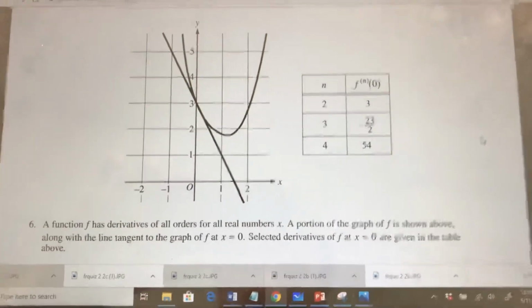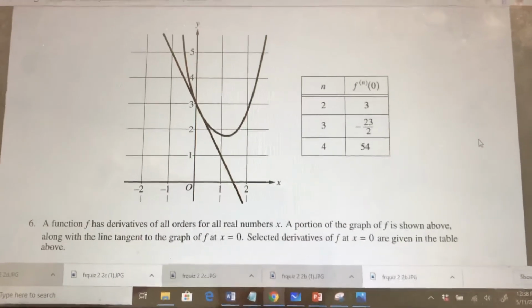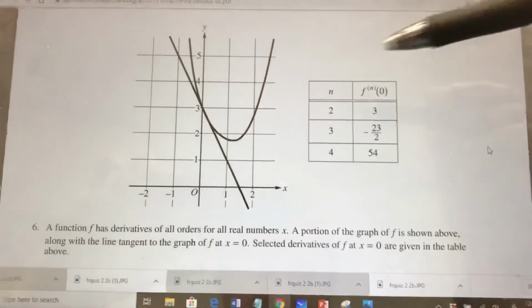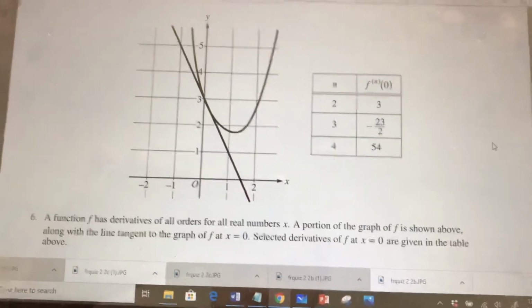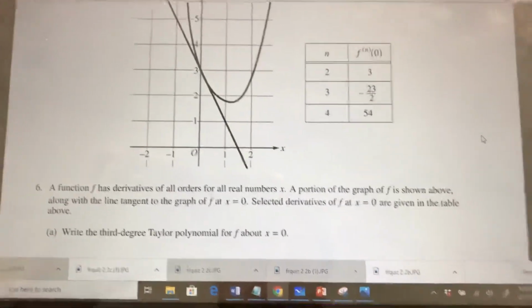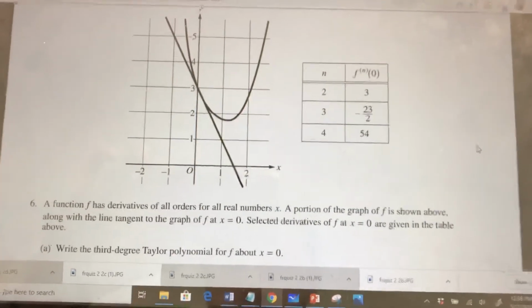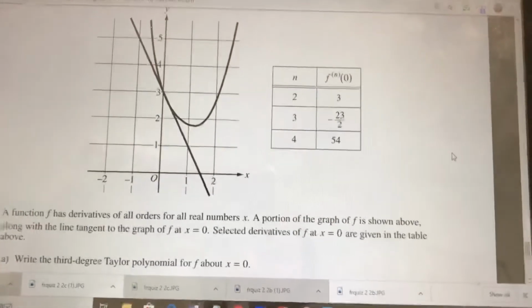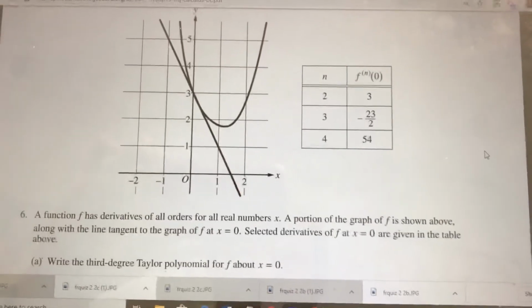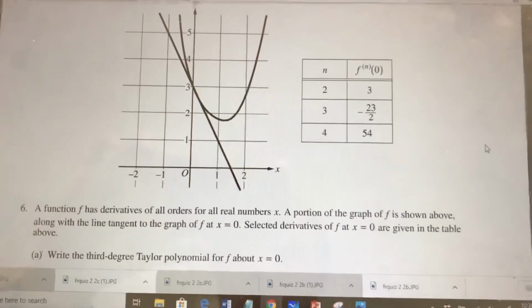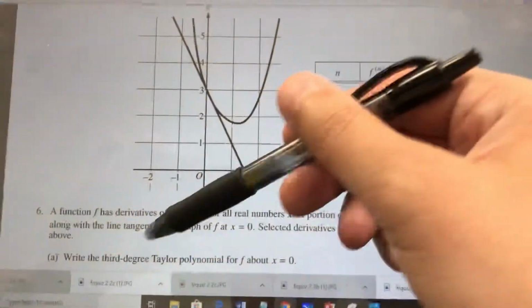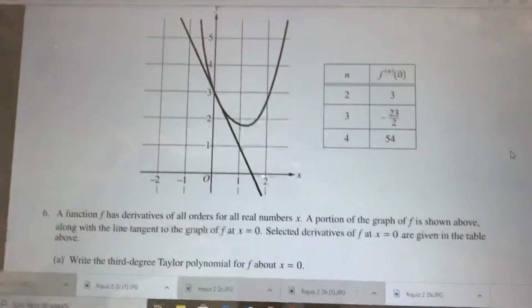So anyway, they give you a function here. They show the tangent line. They give us a bunch of nth derivative values, and you'll notice they're then going to ask us to write the third degree Taylor polynomial about x equals 0. They're actually asking us to find a Maclaurin polynomial. And keep in mind, third degree means you just go out to the x to the third term.